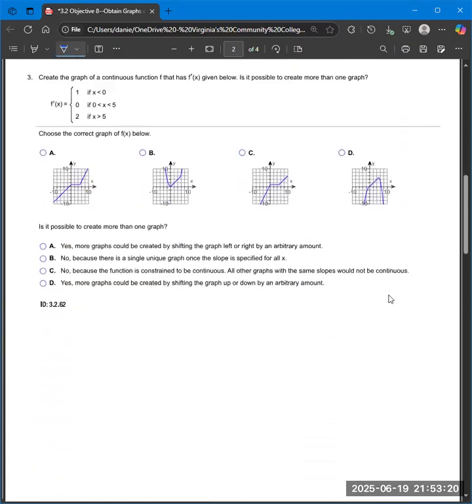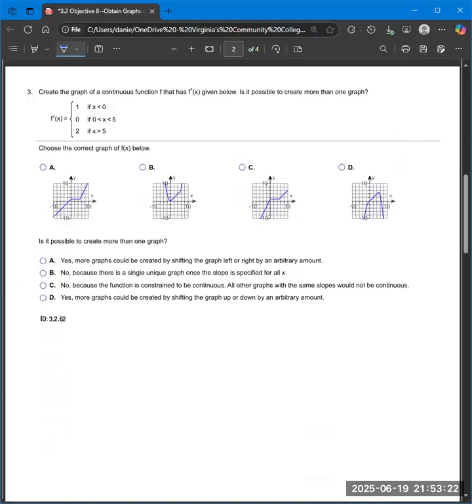So create the graph of a continuous function that has the properties below. The slope is 1 when x is less than 0. The slope is 0 between 0 and 5. And the slope is 2 when x is greater than 5. So that looks like A to me.